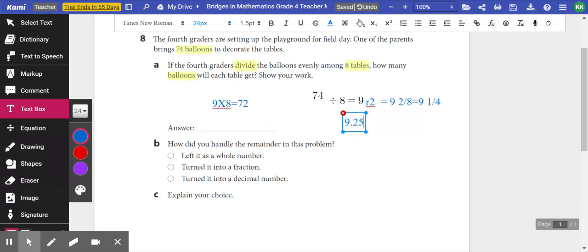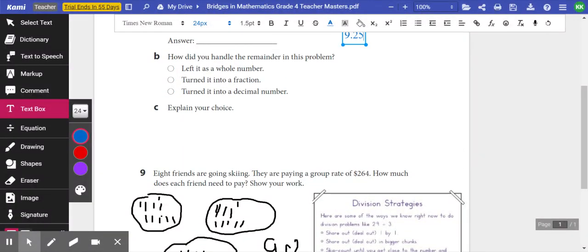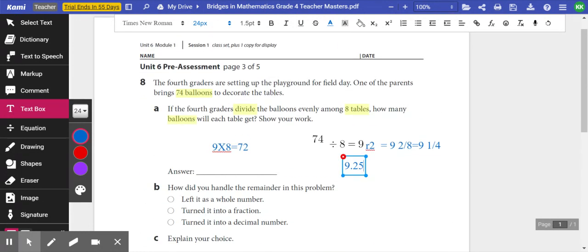So how did you handle the remainder in this problem? If you left it as a whole number, that would be 9 remainder 2. If you turned it into a fraction, that would be 9 1/4 or 9 2/8. If you turned it into a decimal, it'd be 9.25 like this one. So you explain your choice, why you would do that if you had that in a problem, okay? So that's kind of like division strategies that you're going to be using in your page 214 today.